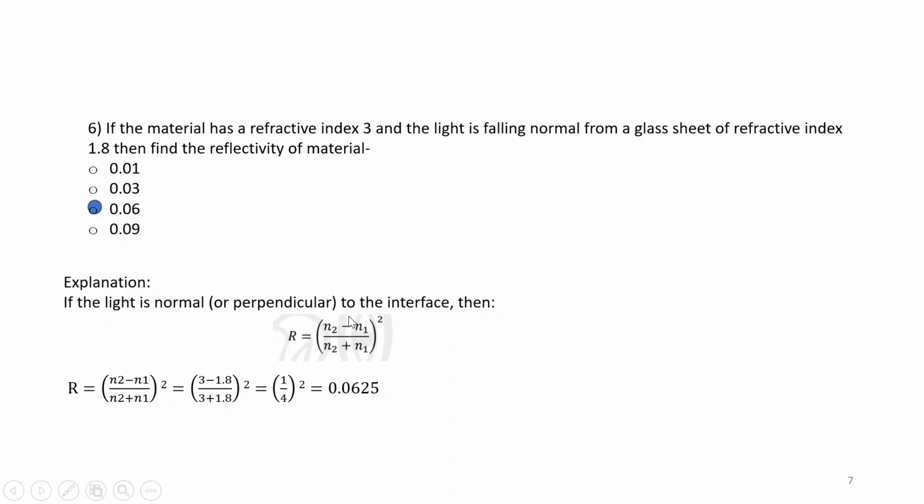So (3 minus 1.8) divided by (3 plus 1.8). So it will become 1 upon 4 whole square, and its value will be around 0.25. So it is written as 1 upon 4 whole square, then its answer will be 0.0625, and here you can choose the closest answer, 0.06. So this will be the reflectivity of the material.